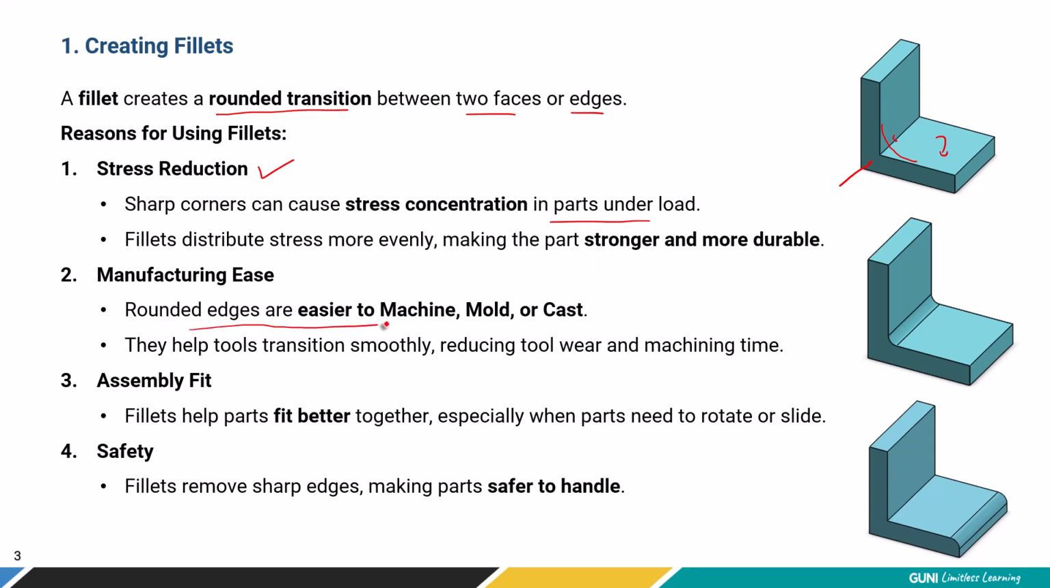Rounded edges are easier to machine, mold and cast, because sharp corners are difficult to maintain in machining. Now, while assembling, fillets help parts fit better together, especially when parts need to rotate and slide. The fourth reason is safety. Fillets remove sharp edges, making parts safer to handle. So you can apply a fillet like this or at the edges like this.